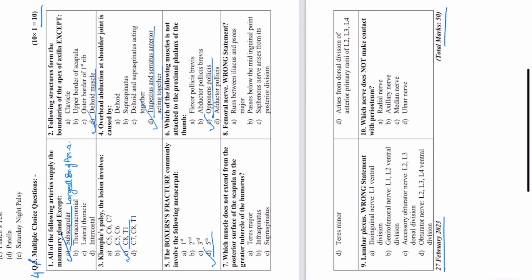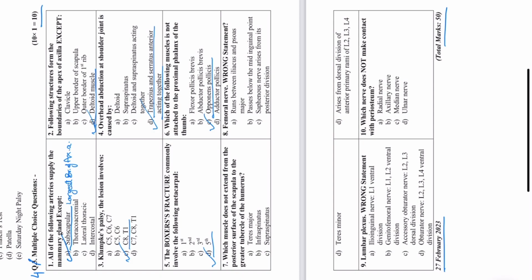Next is question number 7. Which muscle does not extend from the posterior surface of the scapula to the greater tubercle of the humerus? Choices are teres major, infraspinatus, supraspinatus, teres minor. This one is easy. I need not add a picture for this, because SIT is a very common hint word. You must be remembering the three muscular attachments on the greater tubercle of the humerus. SIT is supraspinatus, infraspinatus, and teres minor, right?